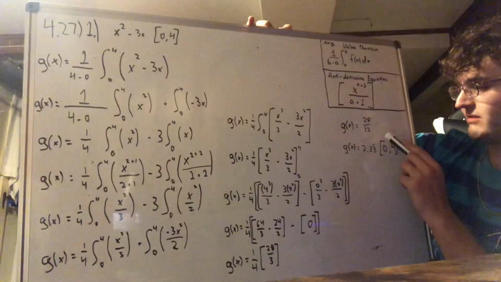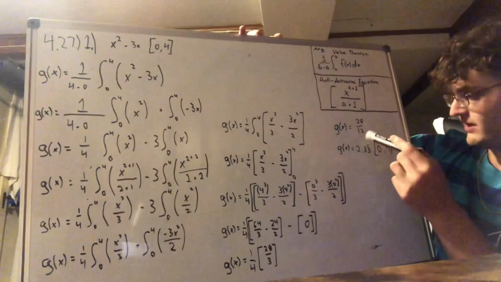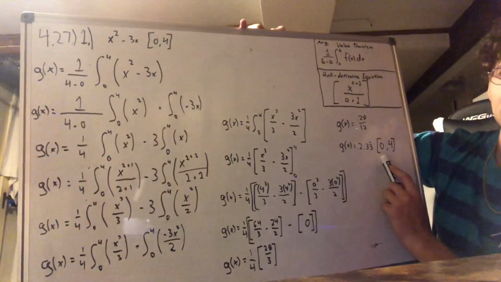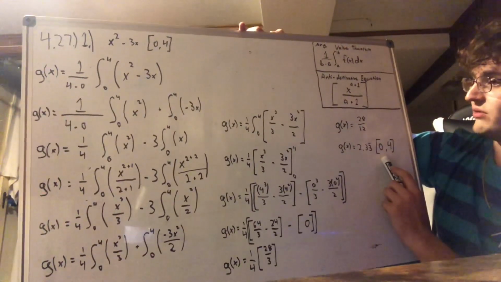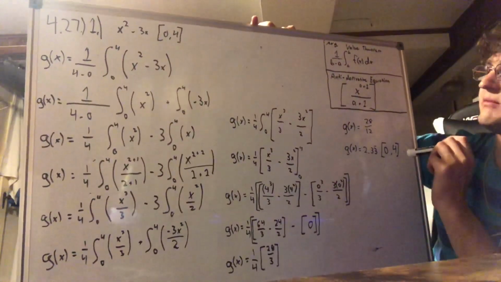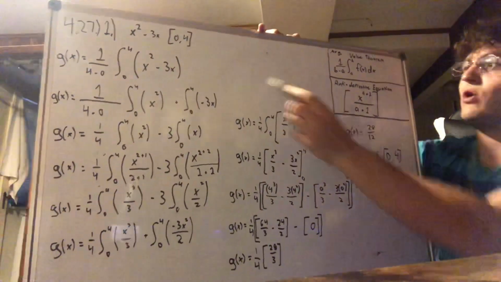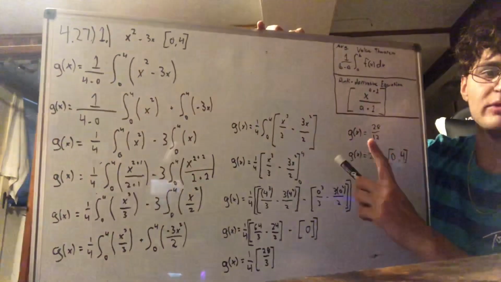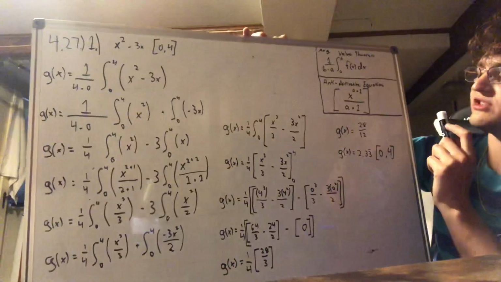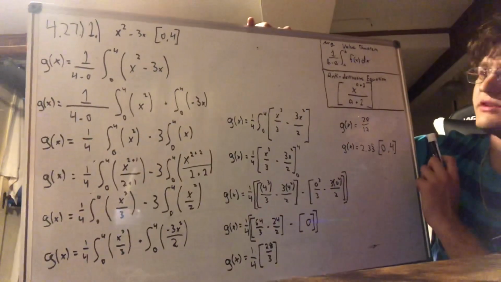So g of x equals 28 divided by 12. G of x equals 2.333, and it keeps going, and then 2.33 is in between our points 0 and 4, and so it does work. And we use the average value theorem instead of the mean value theorem, and the ultimate difference is that we're just checking the validity of all these points rather than just one single point, which is what we do with the mean value theorem. And we also use the antiderivative equation again. We use the antiderivative equation in the average value theorem and the mean value theorem. And this is number 1.